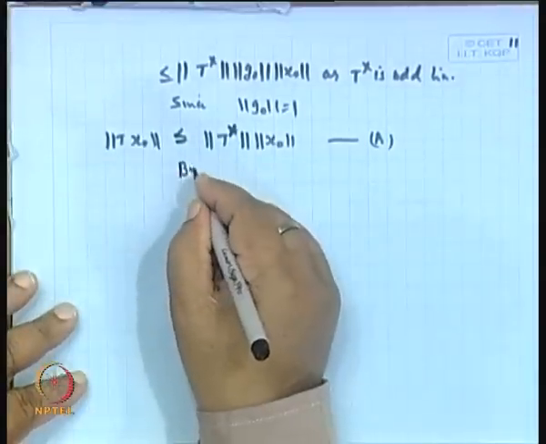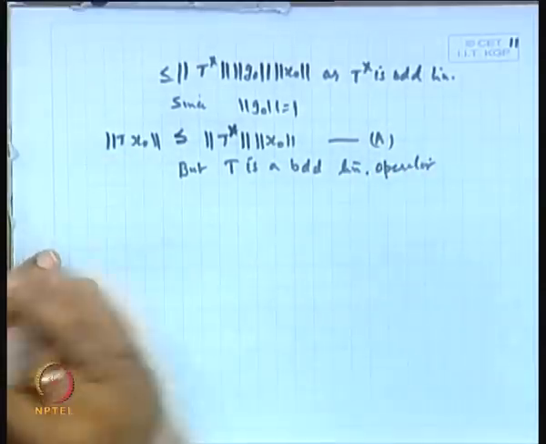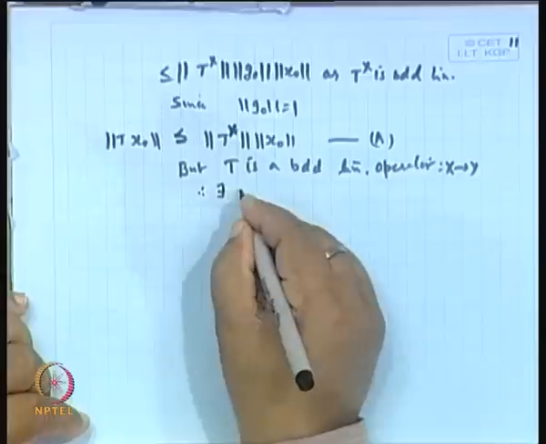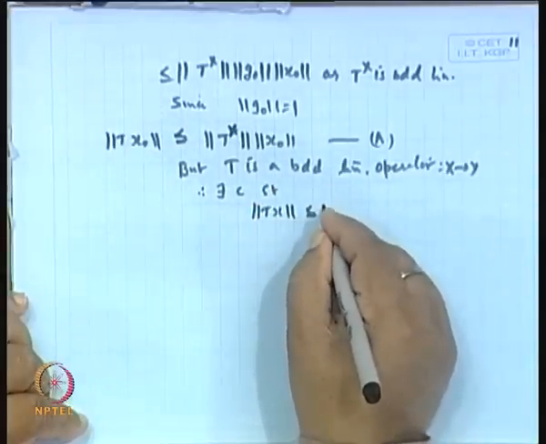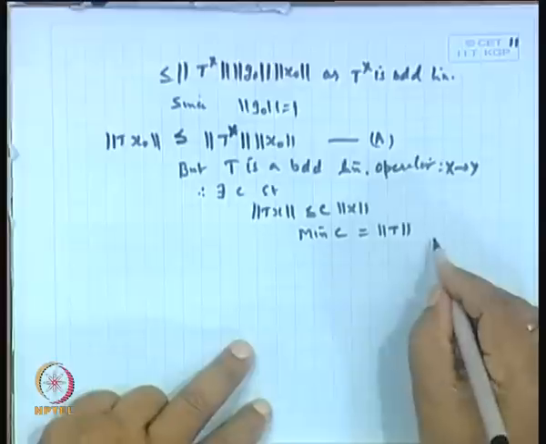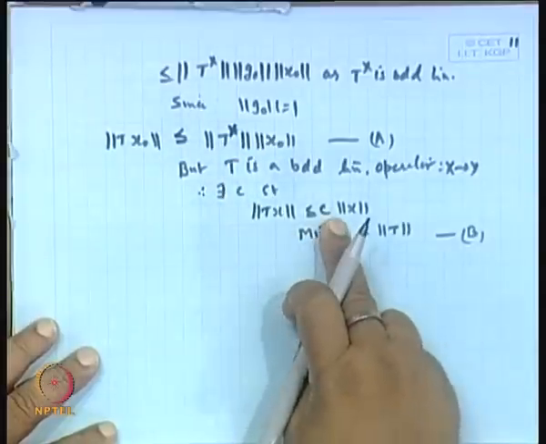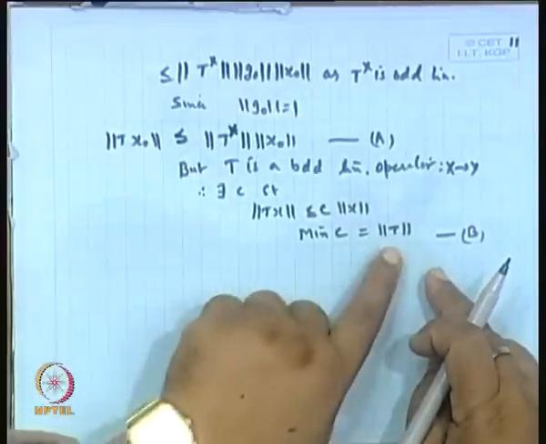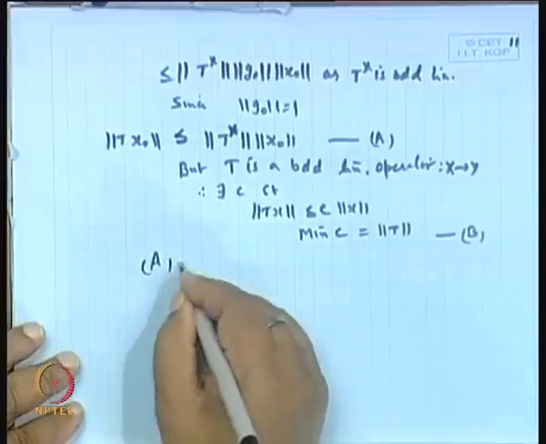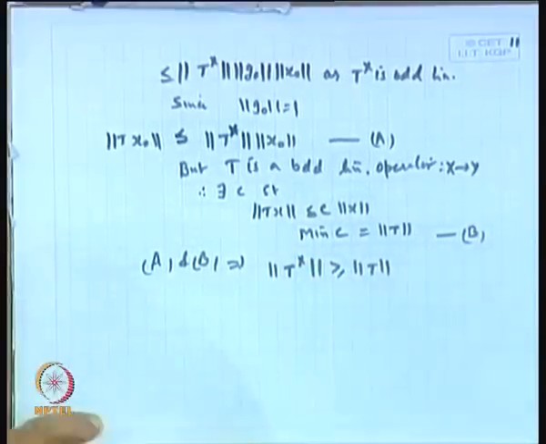Okay. But we know T is a bounded linear operator from X to Y. Therefore, there exists a C such that norm of T x is less than or equal to C times norm x, and the minimum value of C is norm T. Is it not? Now, if we look at A and B simultaneously, then norm of T x naught is less than or equal to this, and norm of T x is less than or equal to C norm x, where the minimum value is norm T. It means, what will be the relation between T cross and T? The norm of T cross cannot be less than norm of T, because norm of T is the minimum value of C. So, A and B imply that norm of T cross will always exceed norm of T, is it not?